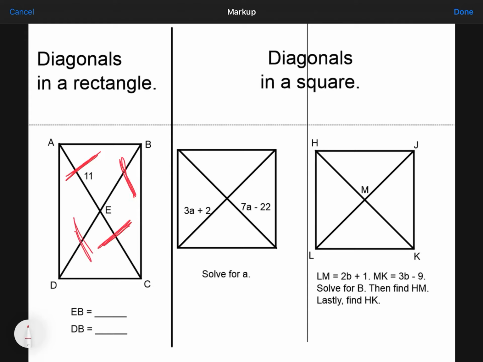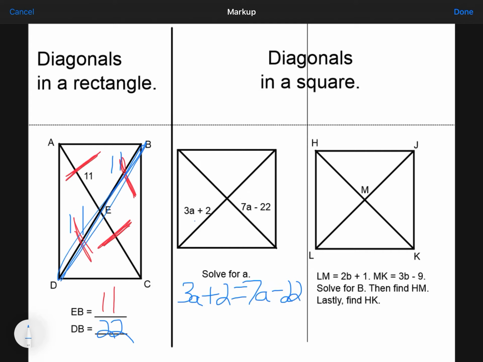How big is DB? Well, this piece is 11, all the pieces are 11, so 11 plus 11, DB is 22. There will be some math where you have to take something and double an answer up. That's all we're doing here. What if it's algebra? Same type of thing as you've been doing for a while on IXL. Same thing as you've been doing since August.